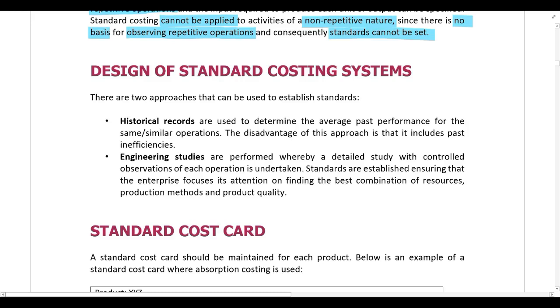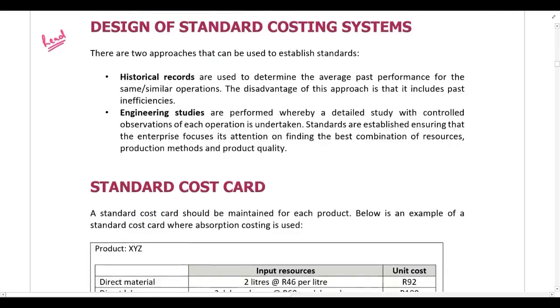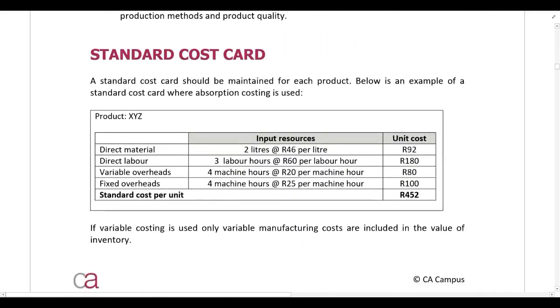All right, you can then read through the next section on your own. It's very straightforward. It deals with the two approaches that can be used in order to establish standards. Then I've included an example of a standard cost card. So for every product that a company manufactures, they should maintain a standard cost card. And in this example, I'm assuming that absorption costing is used.